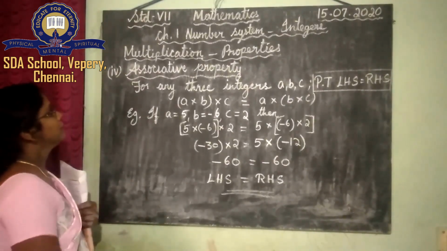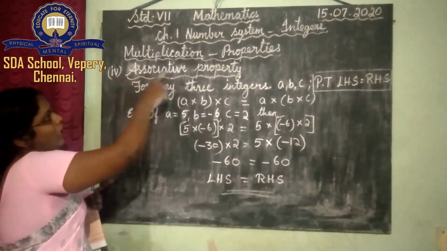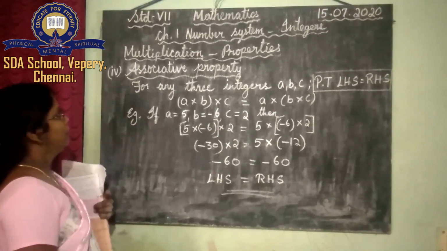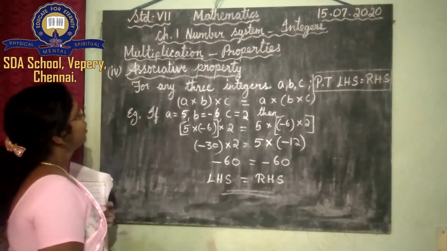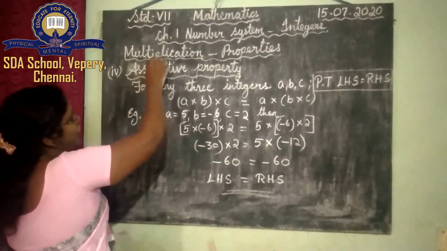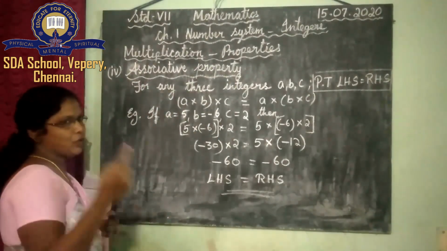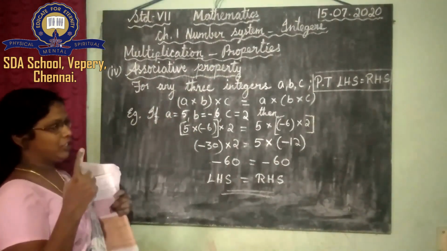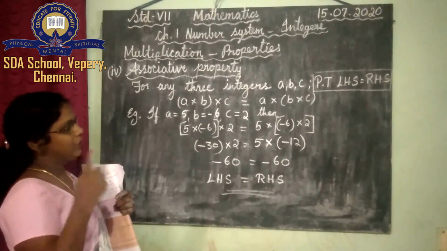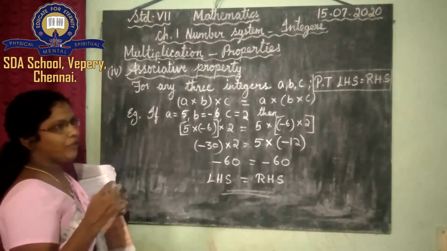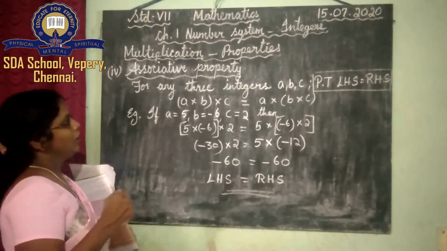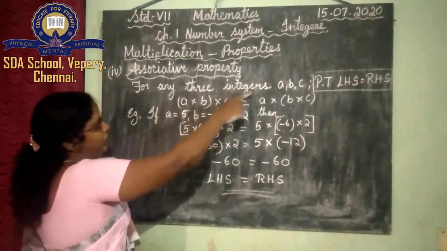Okay students, our fourth property is the associative property. First we learned three, now the fourth one is the associative property. The first one we learned with one integer, that is called identity. The second and third we learned with two integers. Here we are going to learn with three integers.